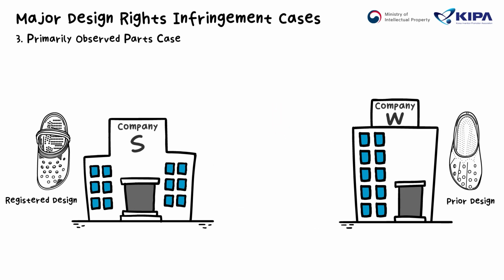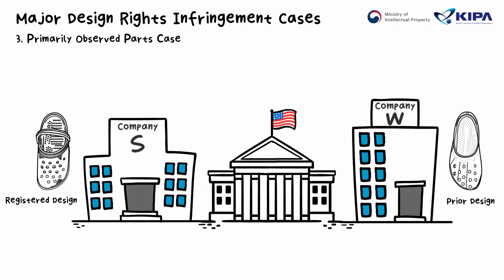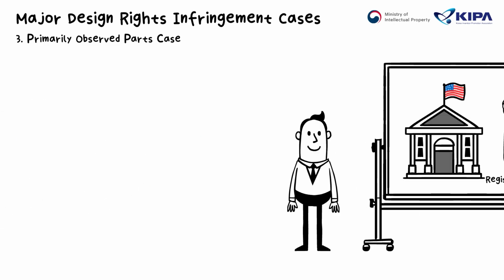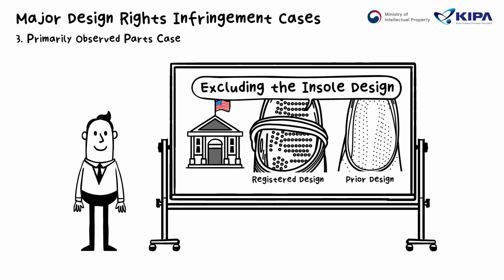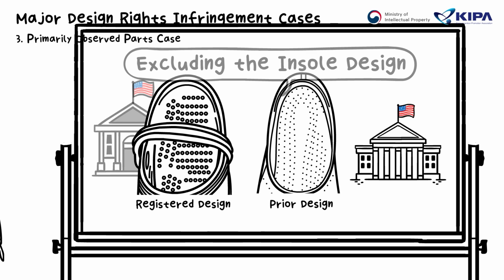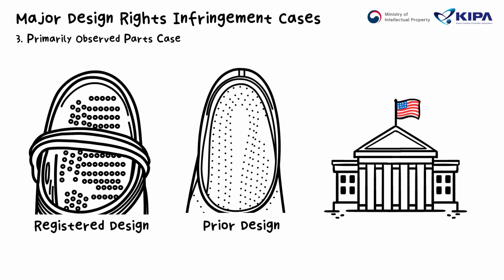Company S appealed, and the U.S. Federal Court of Appeals reached a different conclusion, holding that Company S's registered design and the prior design were not similar. The District Court had determined similarity by considering only the portions of the shoe visible during ordinary use, due to the nature of footwear, and excluded the design of the insole from its comparison. On that basis, it ruled that the registered design and the prior design were similar. However, the Federal Court of Appeals disagreed.